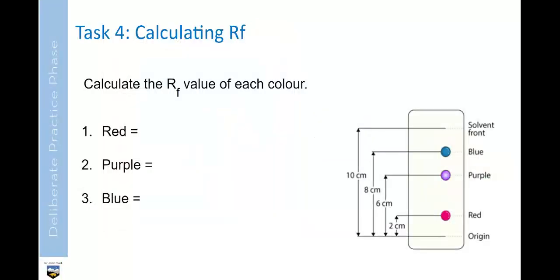So what I'd like you to do is go back to your student worksheets, complete this task. You are entitled to a calculator, so use your calculators, work out the RF value for each colour in the diagram, unpause the video when you're ready for your answers.